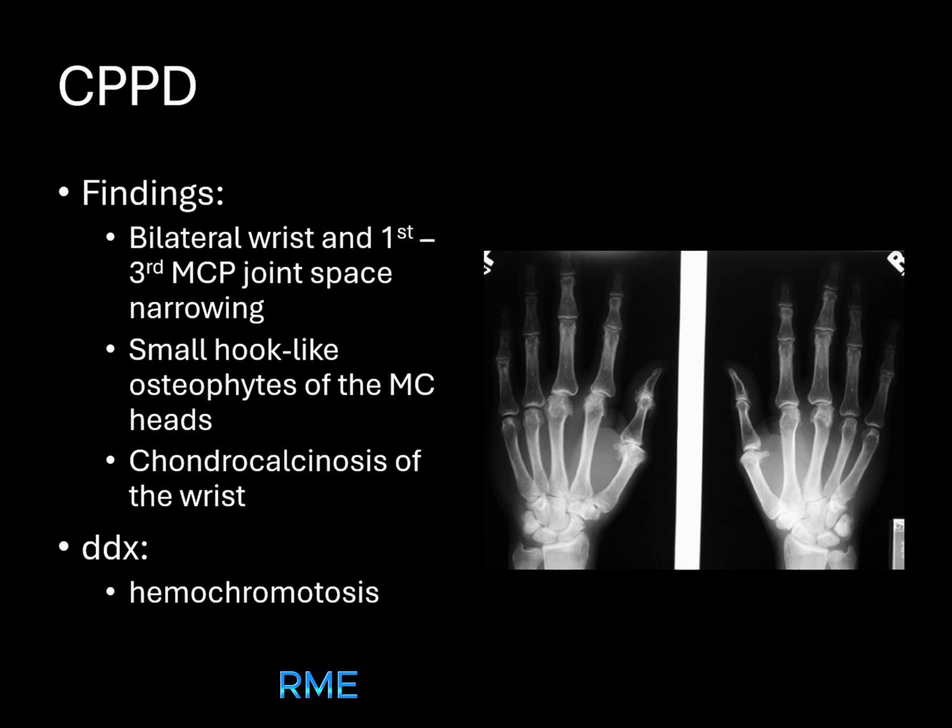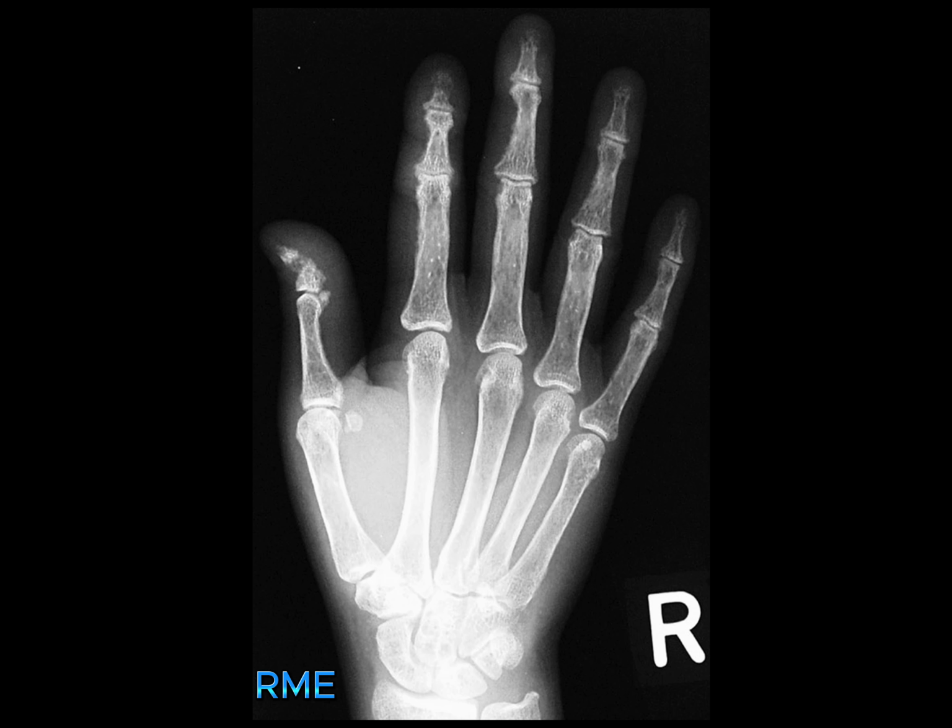To further evaluate, I would recommend serum iron studies to check for hemochromatosis. Management involves treating any underlying metabolic disorders and symptomatic treatment with NSAIDs or colchicine. Let's move to the next case. What abnormalities do you notice in this image?